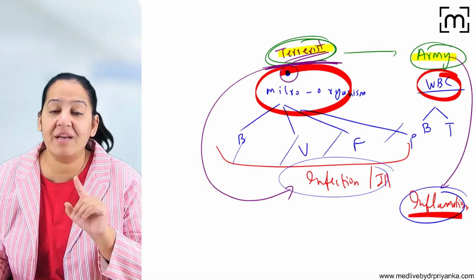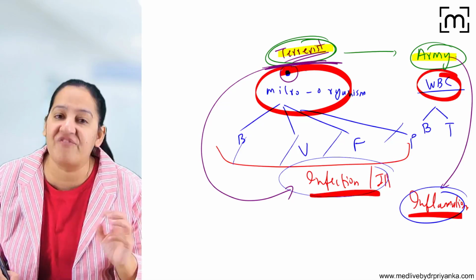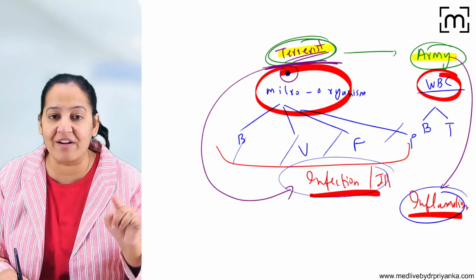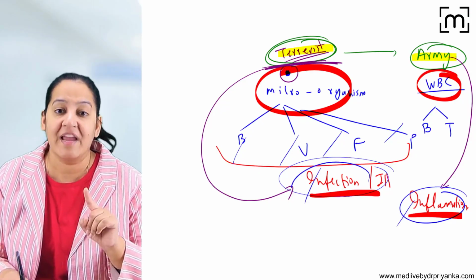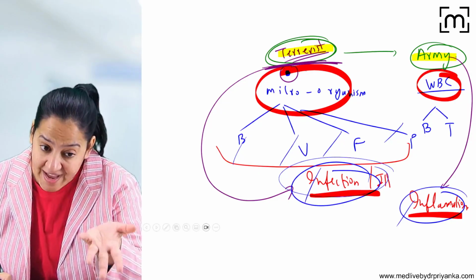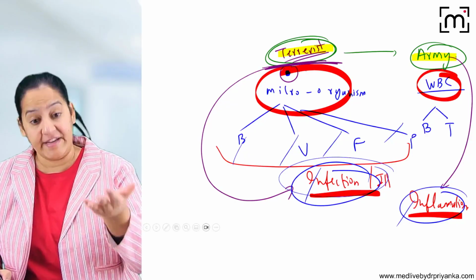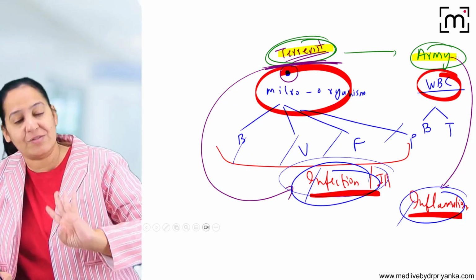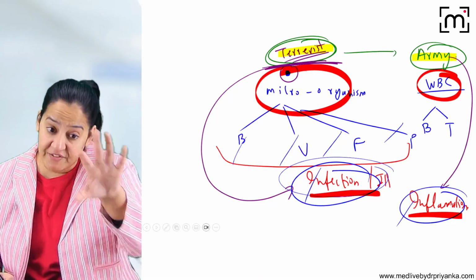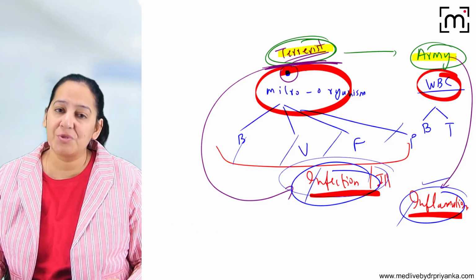So inflammation is defense for the infection. Now both the spellings start with I and I, don't get confused. Infection is what the terrorist is causing on the human body. I mean the microorganism is causing on the human body. And inflammation is what the army is causing on the microorganism, the defense mechanism. So inflammation is useful for us.